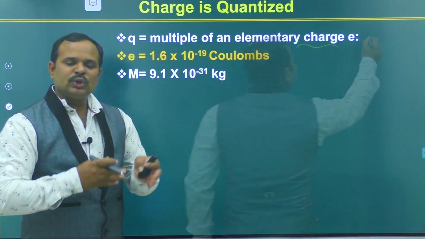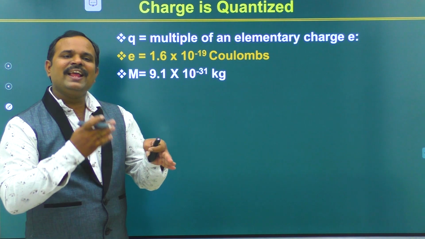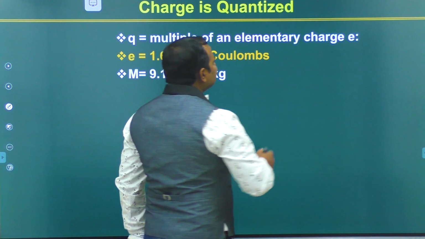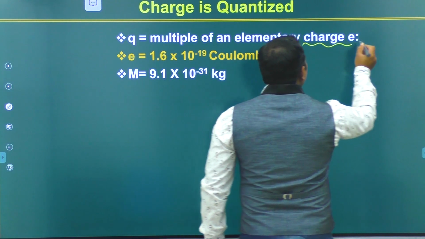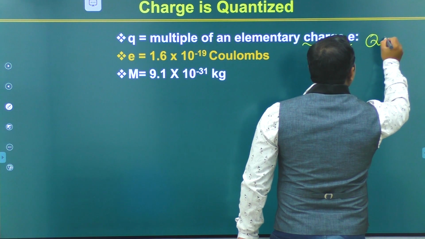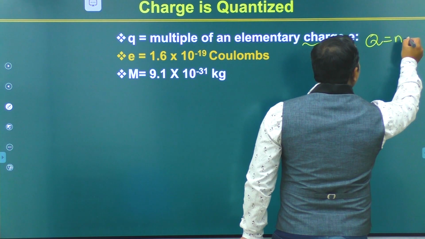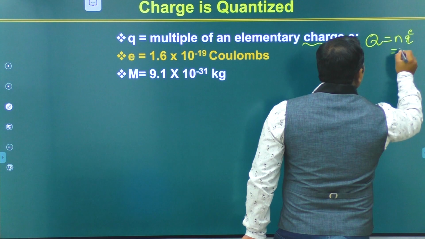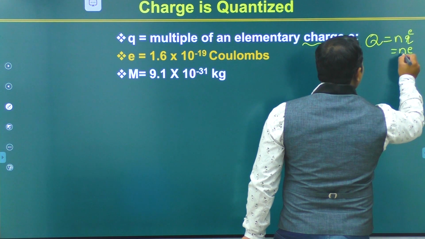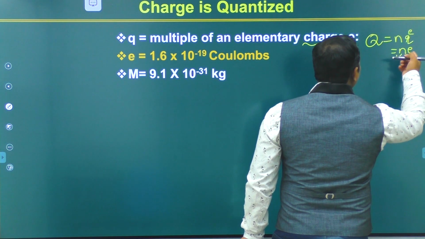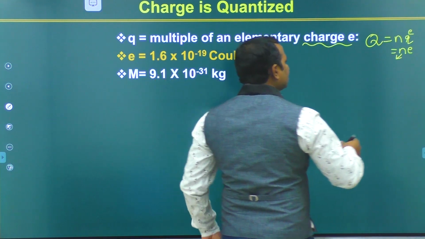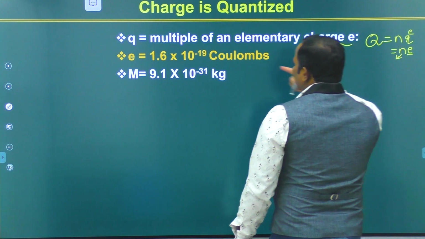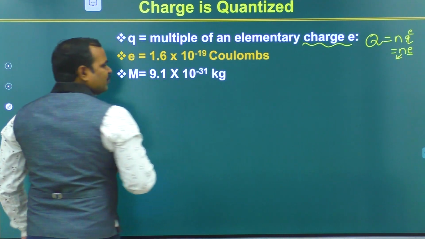That is, the total charge in the universe can be expressed in integral multiples of a small quantity. That small quantity is the charge of the electron. So the total charge Q can be expressed as n into Q, where this Q is actually e. So this is n into e. Here n is the integral multiple of charge. That means the total charge in the universe can be expressed in terms of integral multiples of a small unit. That means we can say the charge is quantized.